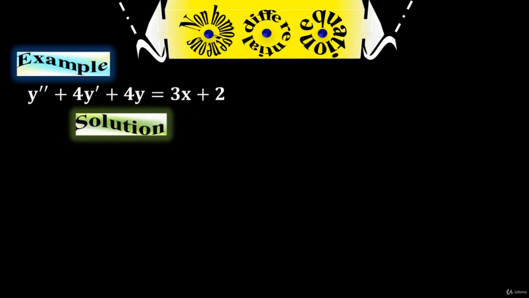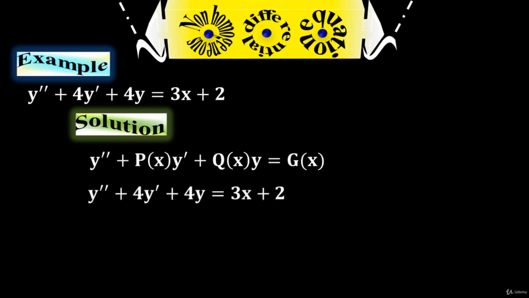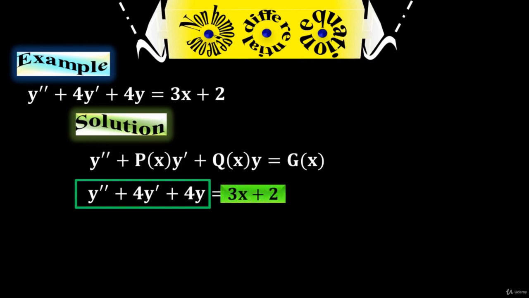Solution. From the typical formula of second order non-homogeneous differential equation, y double prime plus p of x times y prime plus q of x times y equals g of x. It's a typical form of second order non-homogeneous differential equation. Let me compare the given expression. Look at the left side. The maximum derivative term is the second derivative, and therefore it is a second order equation, which equals 3x plus 2. It is a g of x. So it is a second order non-homogeneous differential equation.